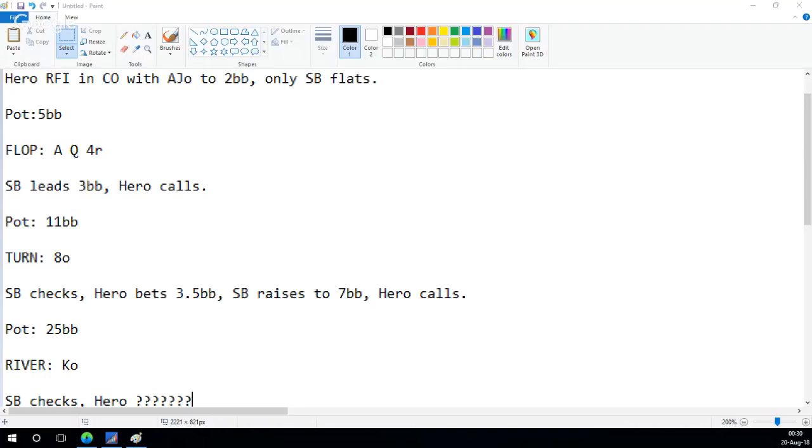All right, so I'm just going to jump in. So you open in the cutoff, and then the small blind flats. When the small blind flats, their range has to be tighter than yours by quite a bit. It has to be tighter than a big blind flatting range, obviously. It has to also be tighter than a button flatting range because small blind's out of position, right? Yeah. So the small blind's range is actually a lot stronger than the cutoff's here, and so him having leads is totally normal.